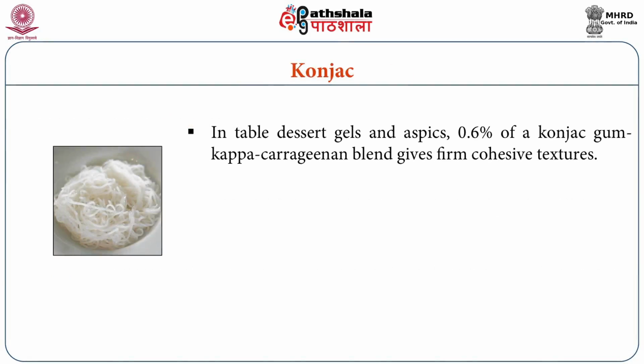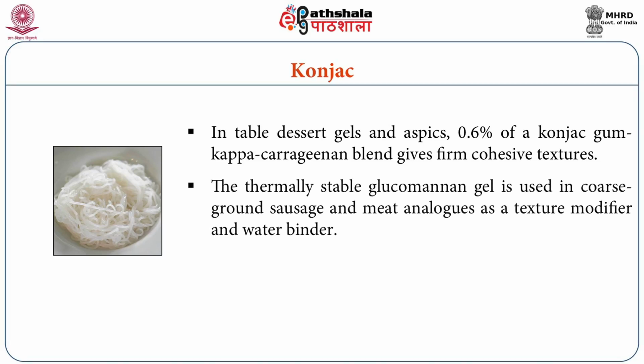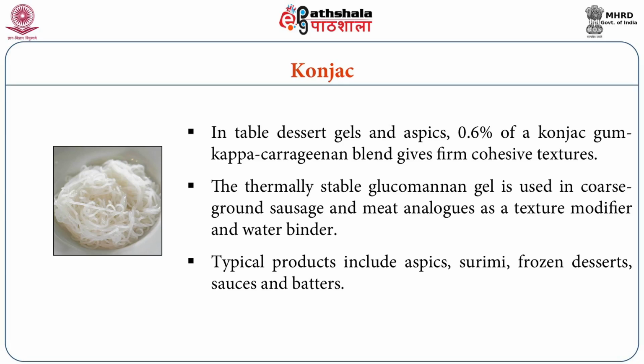The another is konjac. In table dessert gels and aspics, 0.6% of konjac gum and kappa carrageenan blend gives firm cohesive textures. The thermally stable glucomannan gel is used in coarse ground sausages and meat analogues as a texture modifier and a water binder. The typical products include aspics, surimi, frozen desserts, sauces and batters.